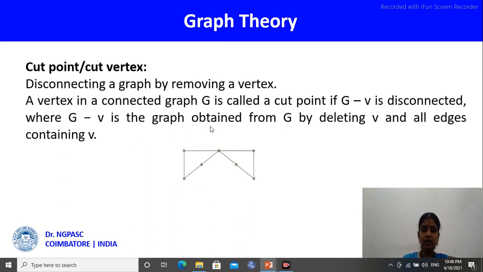Cut point or cut vertex of a graph. A vertex V in a connected graph is called a cut point or cut vertex if G minus V is disconnected. G minus V means we get that graph by deleting V and the corresponding edges connected with V. So in this graph, if we remove the center vertex, then the graph will become disconnected. So the center vertex is called a cut vertex.